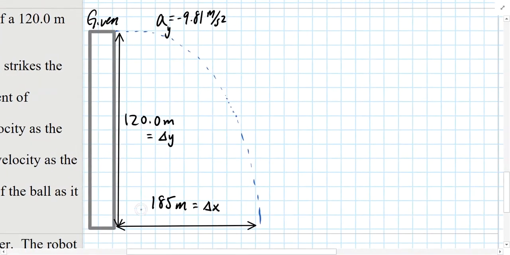We've got a building that's 120 meters tall, so the ball, as it travels in this pathway, is going to change in the y direction by 120 meters. The x direction is 185 meters. That's the distance that it'll actually travel. Now, as a point of clarity, the building is 120 meters tall, but I'm going to mark this as negative 120 because the ball itself is actually falling downward 120 meters. And we should also note that the acceleration in the y direction is always going to be negative 9.81 meters per second squared here on Earth.